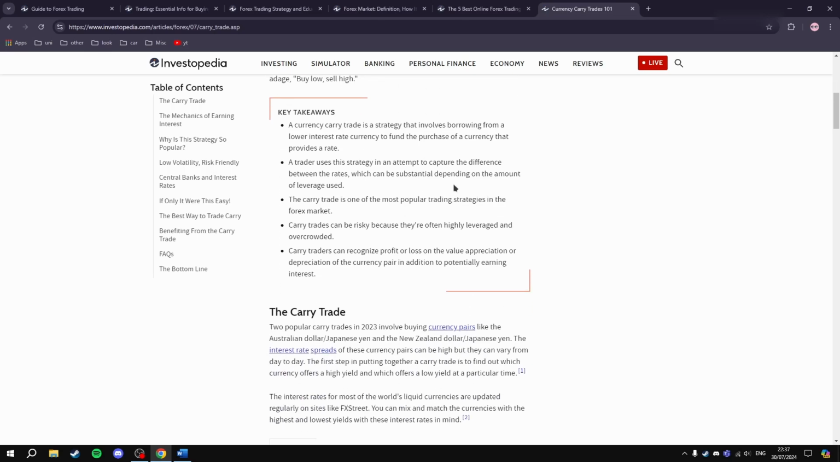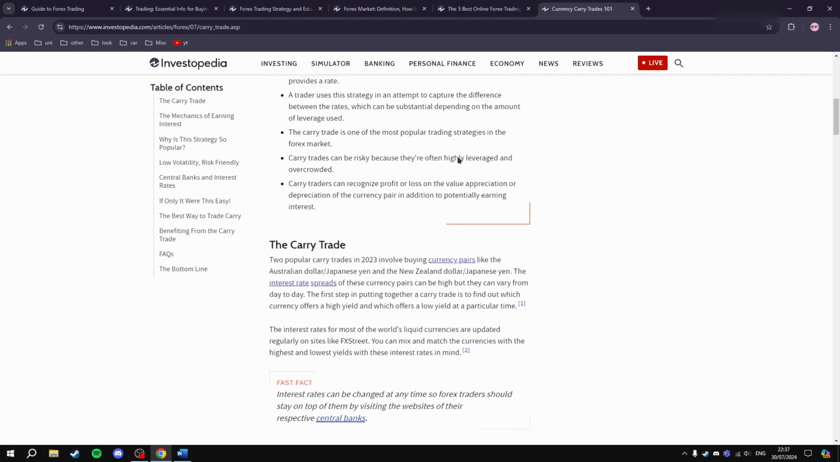A currency carry trade is a strategy that involves borrowing from a lower interest rate currency to fund the purchase of a currency that provides a higher rate. A trader uses the strategy in an attempt to capture the difference between the rates, which can be substantial depending on the amount of leverage used. Carry trade is one of the most popular trading strategies in the Forex markets. Carry trades can be risky because they're often highly leveraged and overcrowded. Carry trades can realize profit or loss on the value appreciation or depreciation of the currency pair, in addition to potentially earning interest.